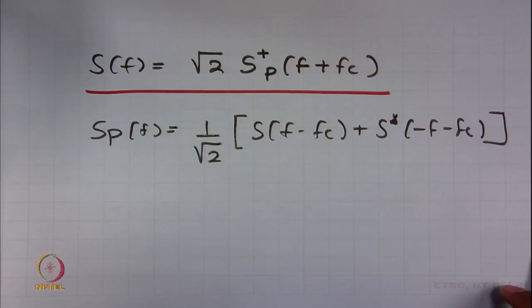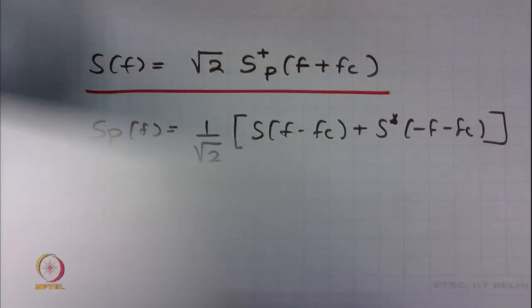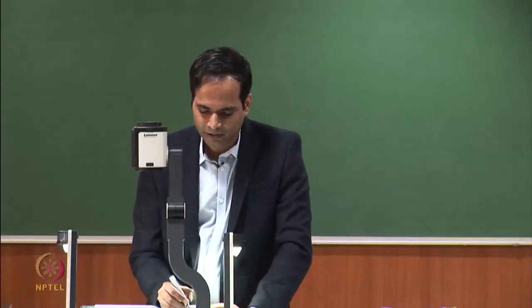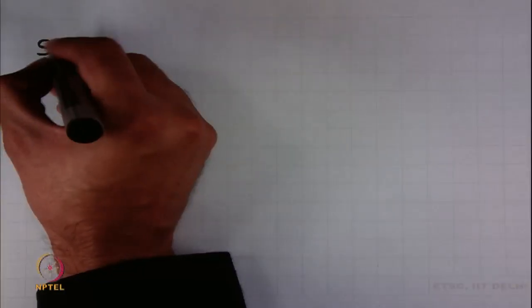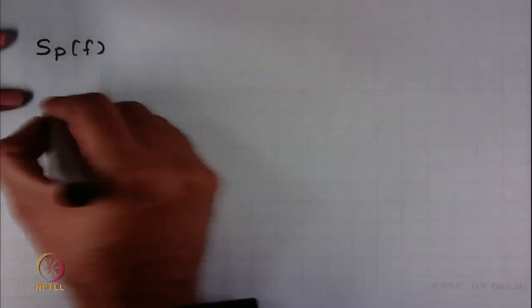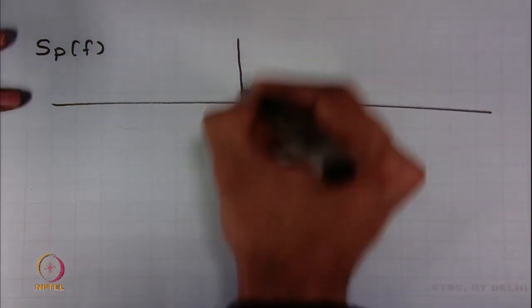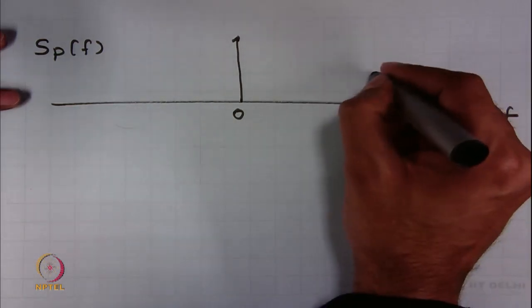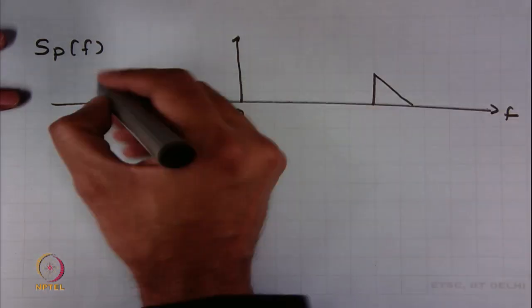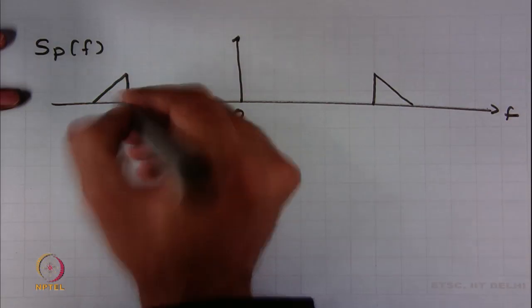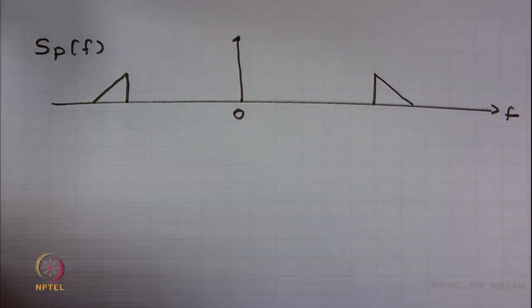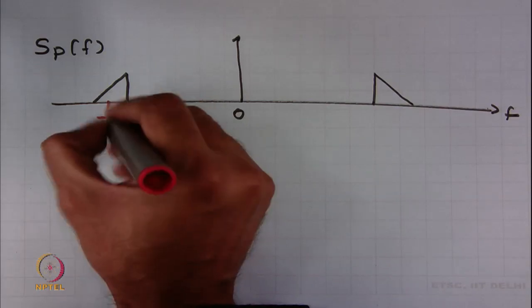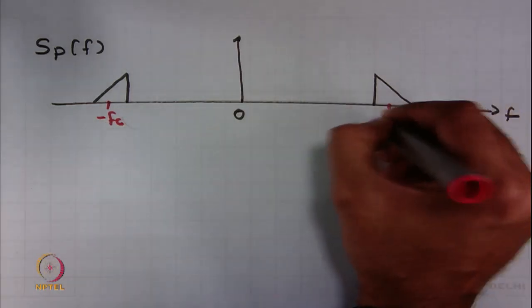Let us do one example about this, a simple example. So, let us say that I have a passband signal whose spectrum is this. This is f equals 0. I have such a spectrum, and let us say that my minus fc is here and plus fc is here.